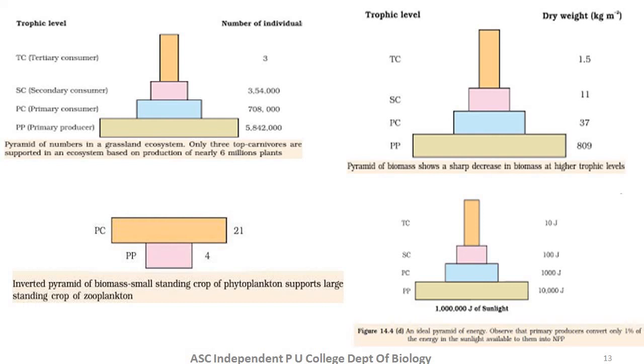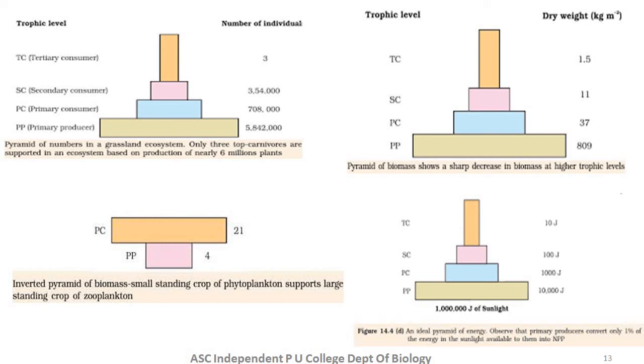Moving to the third picture, it depicts the inverted pyramid of biomass, where the standing crop of phytoplankton is less than the standing crop of zooplankton. Here you can see the biomass is 4 for the phytoplankton, but the primary consumer biomass is 21. This explains that we find an inverted pyramid of biomass in case of a pond ecosystem.